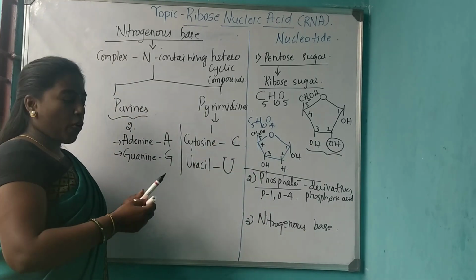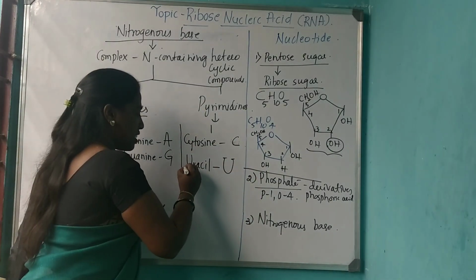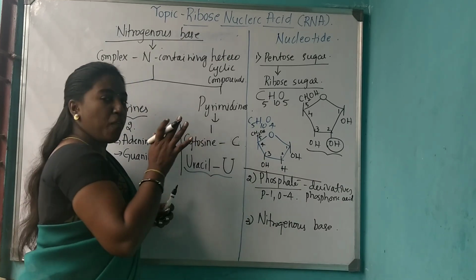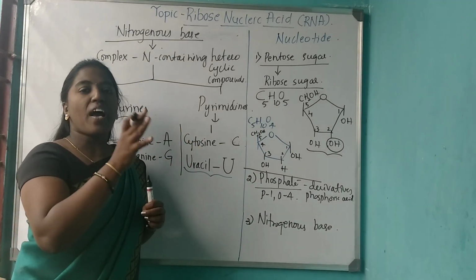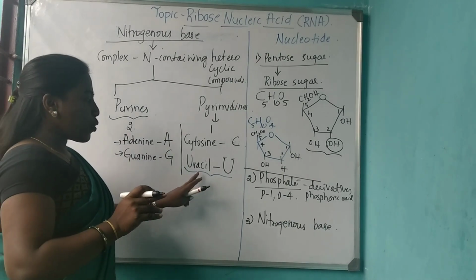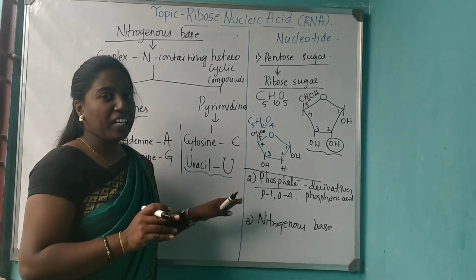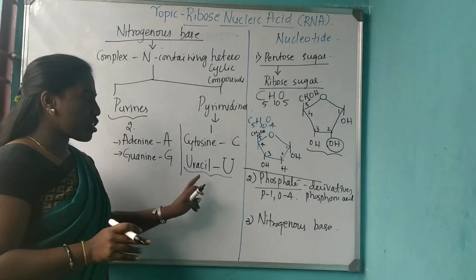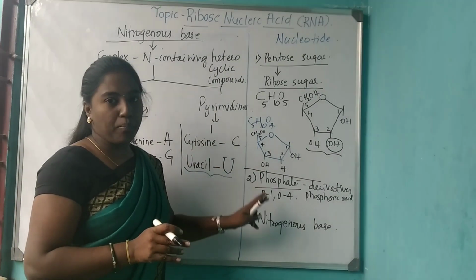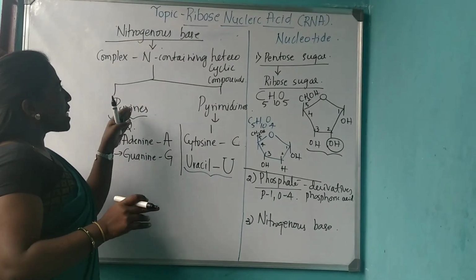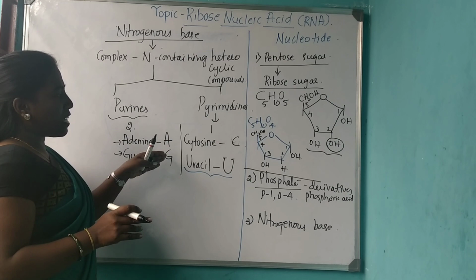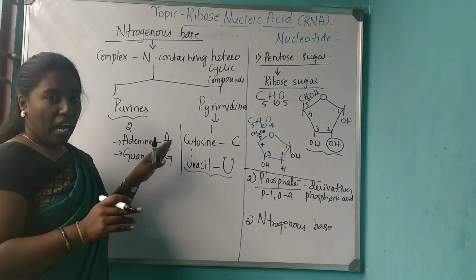And the most important one is that uracil is a nitrogenous base found only in RNA. In the case of DNA, in the place of uracil, you will find thymine. So these are the different types of nitrogenous bases found in RNA.